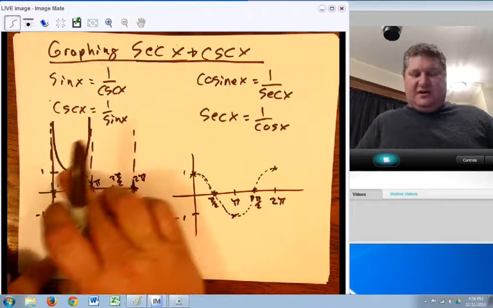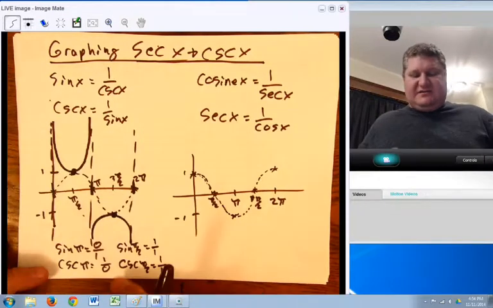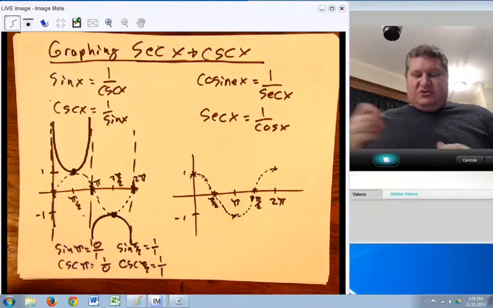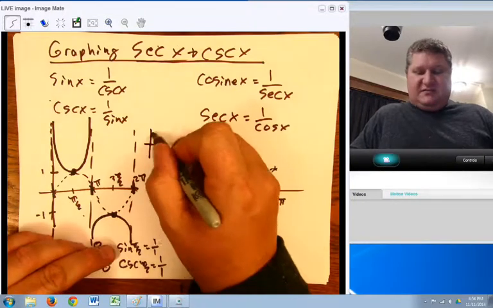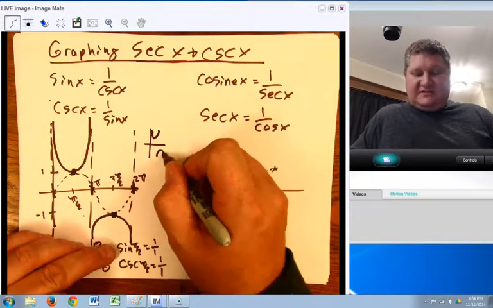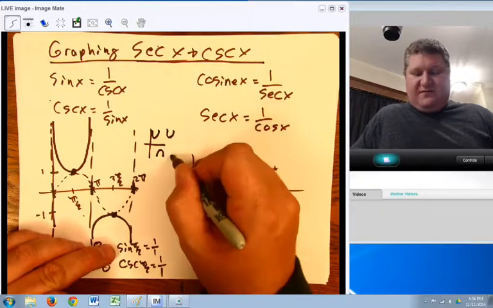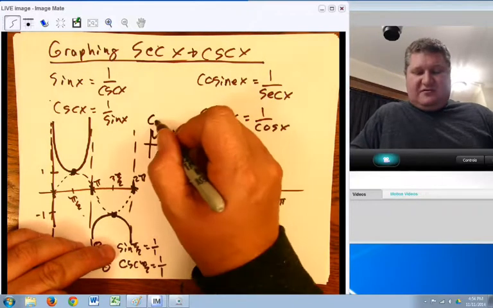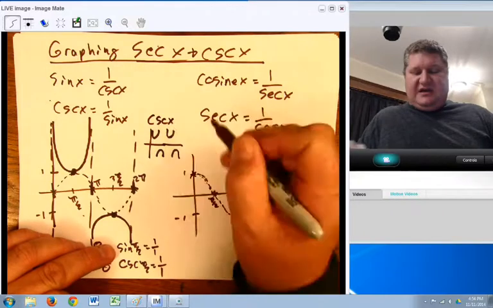Now the dotted line, of course, isn't included. The asymptotes are, of course, not included. So if you were just to see it by itself, you would see something that looks like this. And of course, it would repeat itself over and over and over. So that's going to be a cosecant x graph.